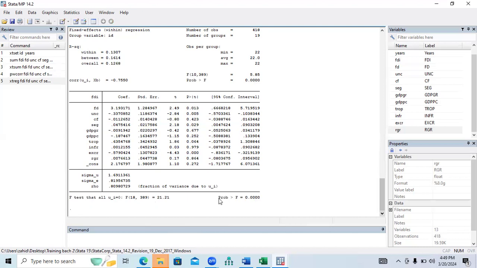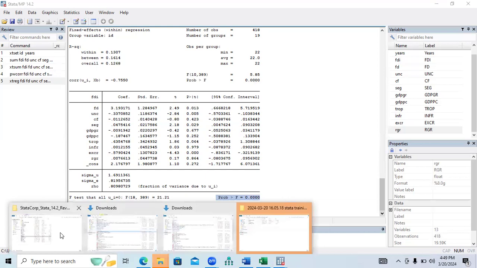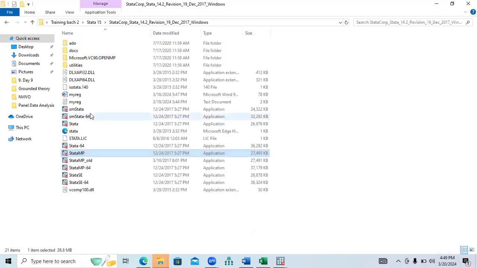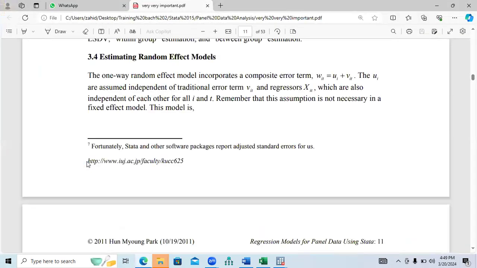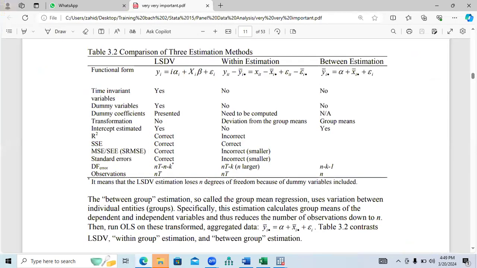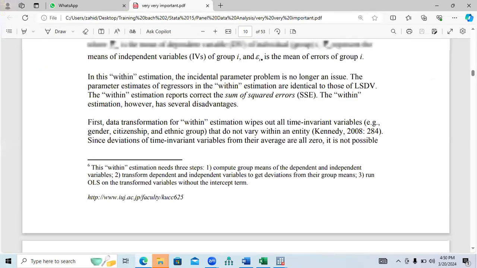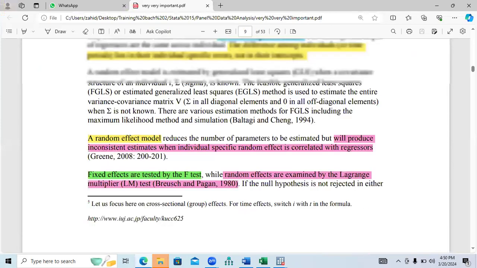The next thing, if you would like to see here, this value is basically the F test that all u_i is equal to 0. So it is significant. So what does this value mean? If you remember, I have told you about the cross-sectional effect using the document. This is the document. I have told you the cross-sectional effect. Let me show you the particular part that I was discussing so that you may clearly understand what it means.